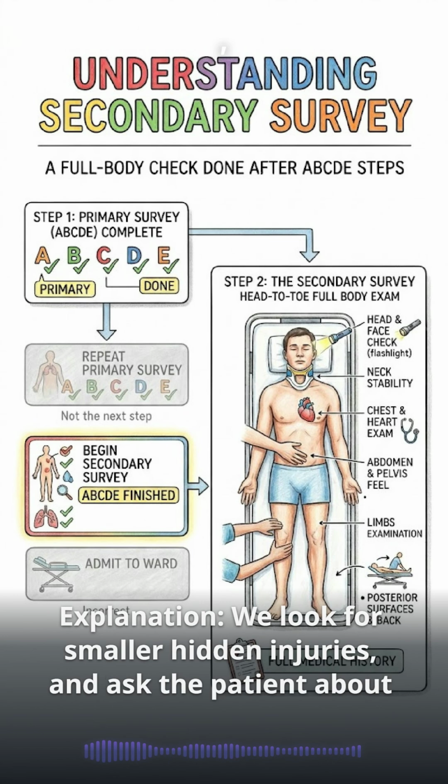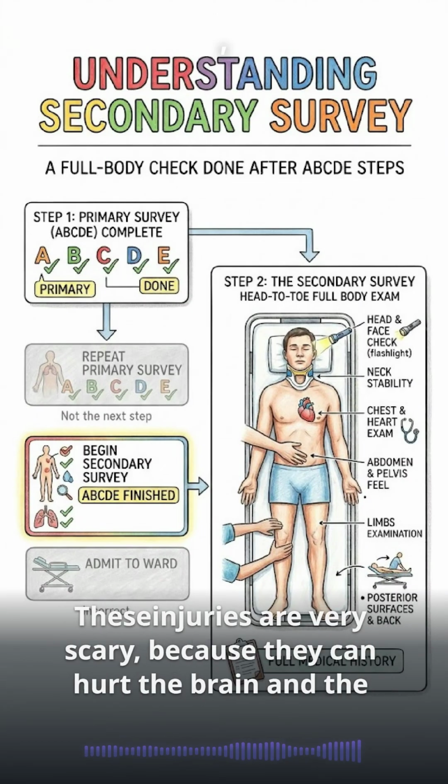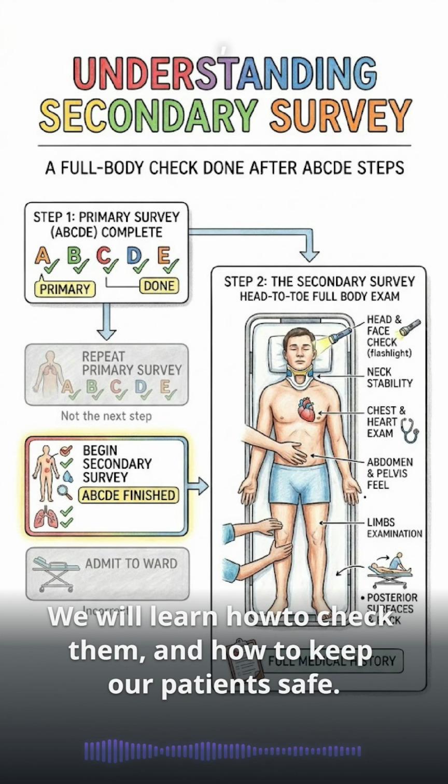We look for smaller hidden injuries and ask the patient about their past medical history. Section 2. Welcome back to Section 2, where we talk about head and neck injuries today. TCRN injuries are very scary because they can hurt the brain and the spine. We will learn how to check them and how to keep our patients safe.